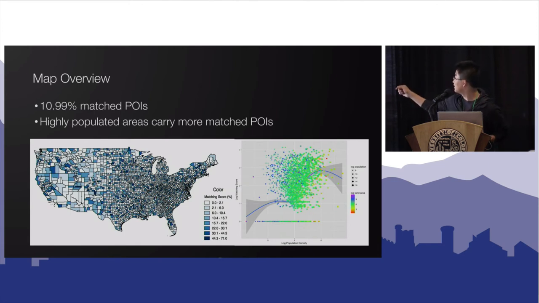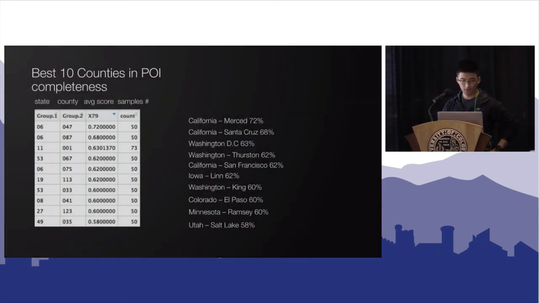On the left is a US map again. The color means the matching score. You can see that some rural areas almost have zero matching score. Here are the best 10 counties in point of interest completeness.